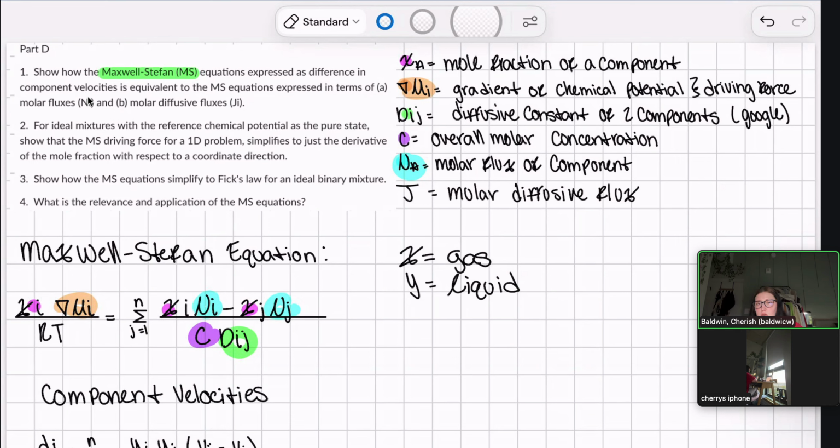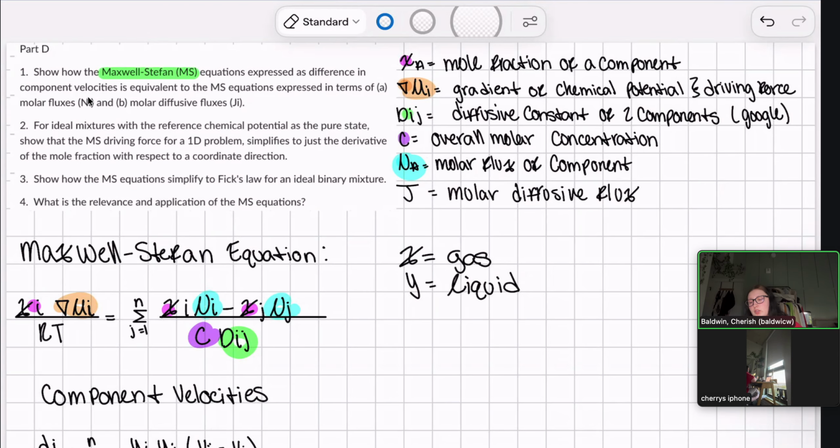and these can be shown as either x or y, letting you know if it's either gas or liquid. The orange is the gradient of chemical potential, which is the driving force of this equation. The green, the Dij, is the diffusive constant for the two components, which is Googleable. For any two compounds, you can Google this. It's just a constant. Where C is the overall molar concentration, and N is the molar flux of the component.